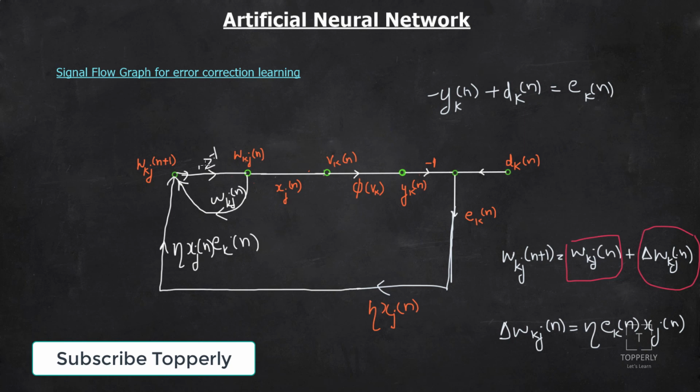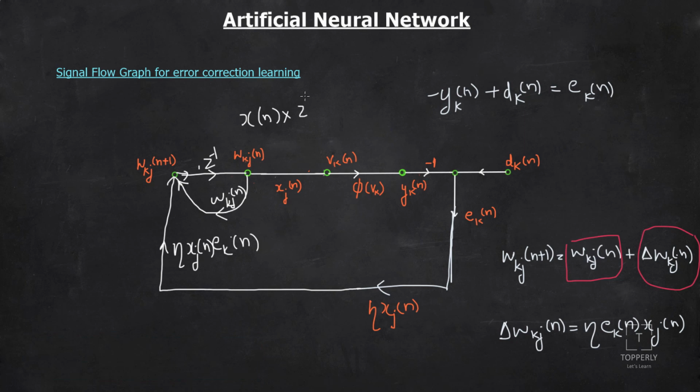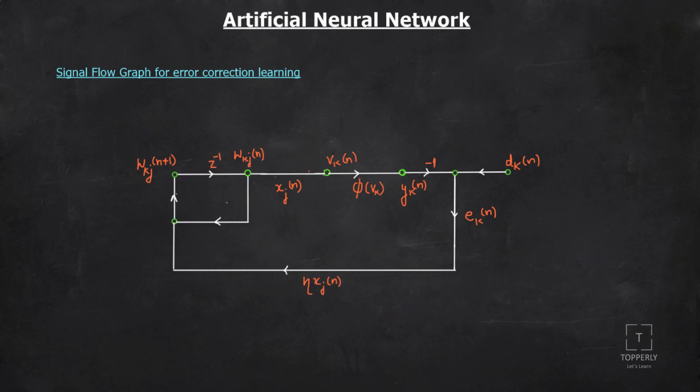What does a delay element do? For example, x of n into a delay element gives us x of n minus k. Okay. So using this logic, the wkj of n plus 1 will be used as the new weight in the next iteration. So to summarize, this is the signal flow graph of error correction learning.